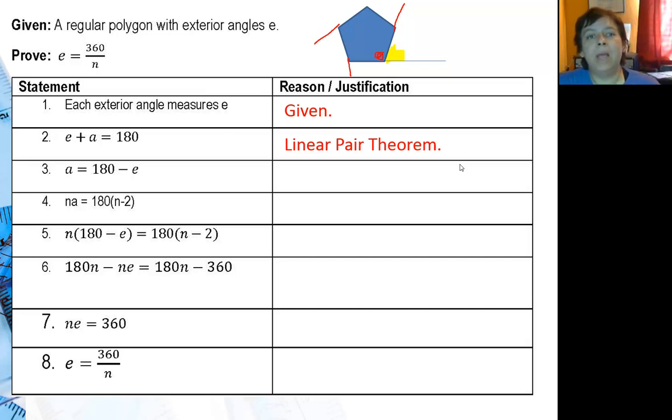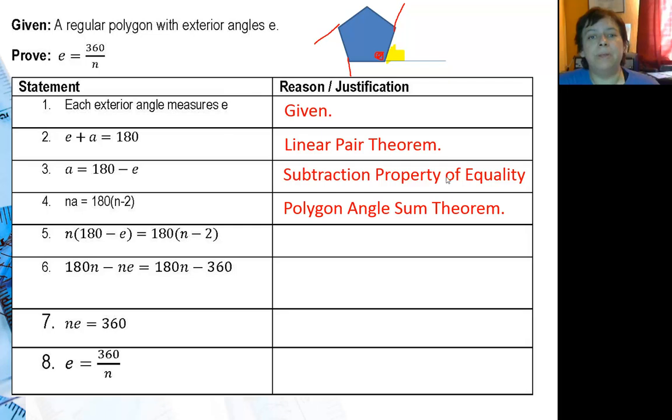I can subtract E from both sides using the subtraction property of equality to get a value for A. A is going to be 180 minus E. I can also use the polygon angle sum theorem to write the next equation: n times the number of angles is the total number of degrees inside of the polygon. Then, here's the interesting part.